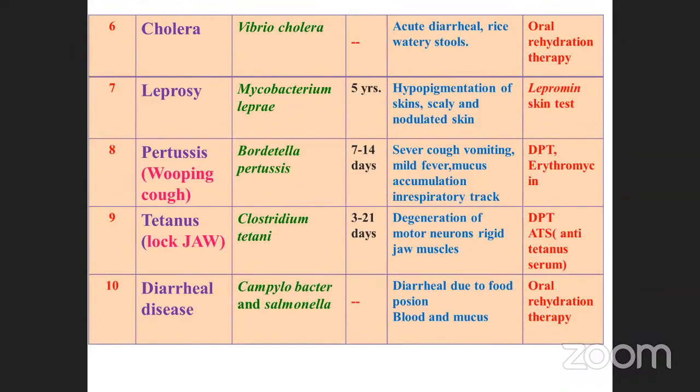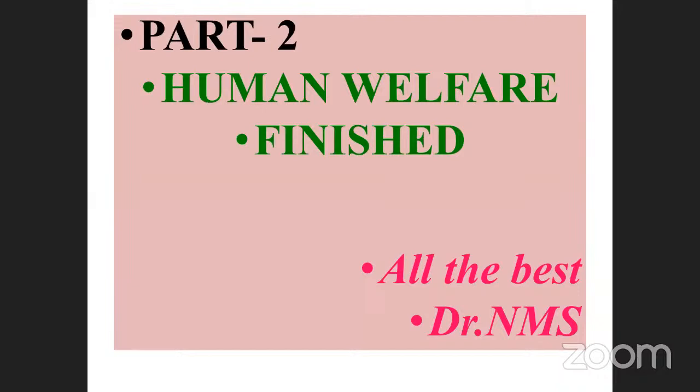And diarrheal diseases, caused by Campylobacter and also Salmonella. So diarrhea due to food poisoning, and blood and mucus also come out. And oral rehydration therapy. These are the common measures. So I think the second part of human welfare is finished.